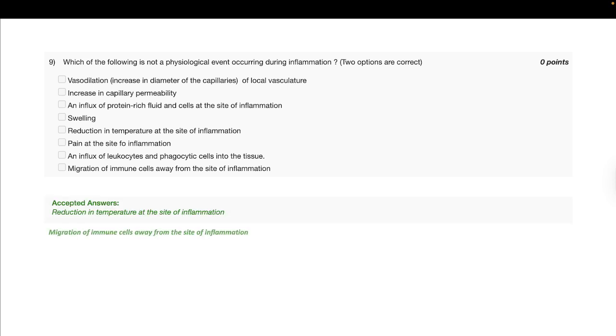Okay, let's look at the answer. So the correct answers are reduction in temperature at the site of inflammation and migration of immune cells away from the site of inflammation. So please read the question carefully. We are supposed to list out events that are not occurring during inflammation.